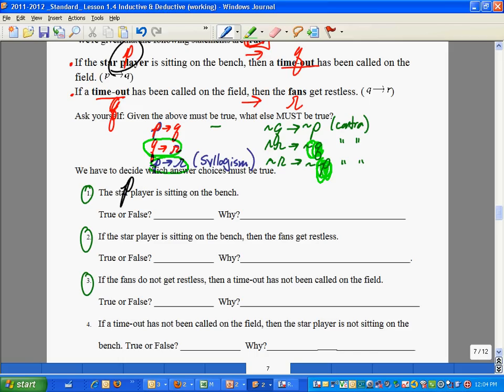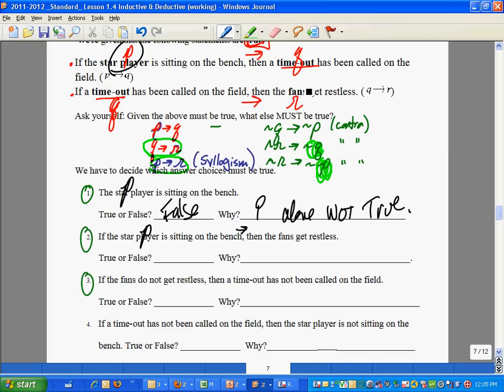Number three, if fans do not, so that's R, but that's an opposite R. Timeout, that's Q, not, so that's opposite Q. Underline the word "not"; that tells you opposite. Opposite R, opposite Q. Look up there, is that one of your choices? Right there. So we can call this true because it's a contrapositive.